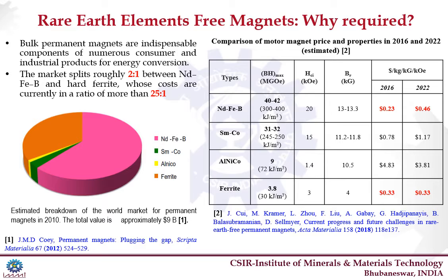Permanent magnets are used for energy conversion from electrical to mechanical or vice versa. The market is roughly split between neodymium magnets and hard ferrite in a 2:1 ratio, whereas their cost ratio is currently 25:1, which is supposed to increase at higher rates in the near future due to the rare earth crisis and the trade war with China.